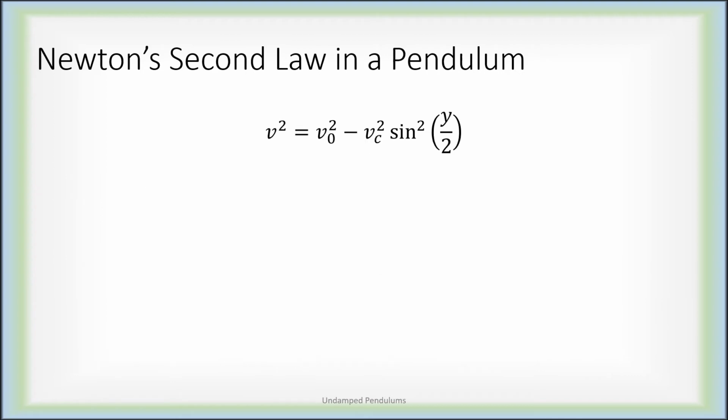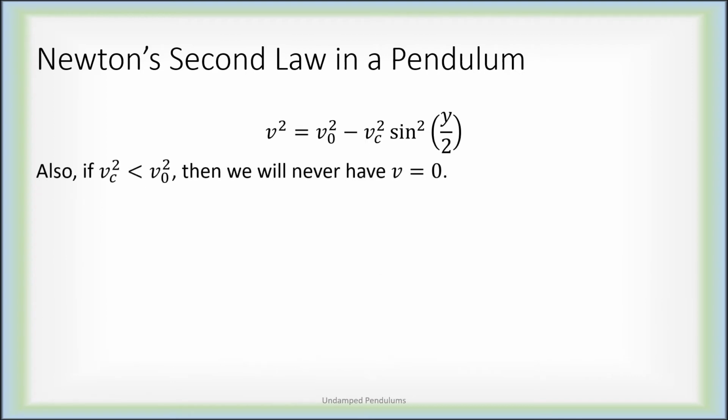So here's the solution we've already derived. But now let's make another assumption. Let's presume that vc squared is less than v naught squared. Now remember, vc is some constant. V naught, however, is our initial angular velocity. So we're assuming our initial angular velocity is pretty big compared to this constant.